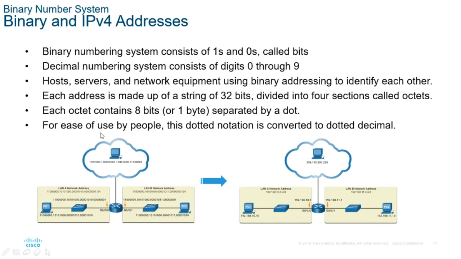Pag i-convert natin itong mga binary numbers na ito into decimal, ito yung equivalent niya. Yung unang device natin, 209.165.200.225. Yun yung kanyang decimal number. Ito yung ating LAN A network addresses in binary form, at saka yung LAN B network address. Pag convert natin siya into decimal, ito yung kanyang IP address.